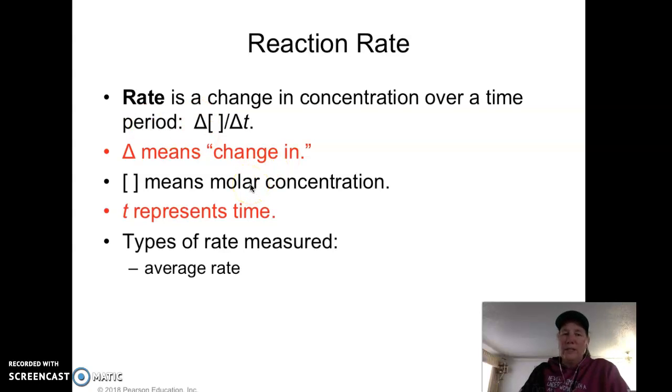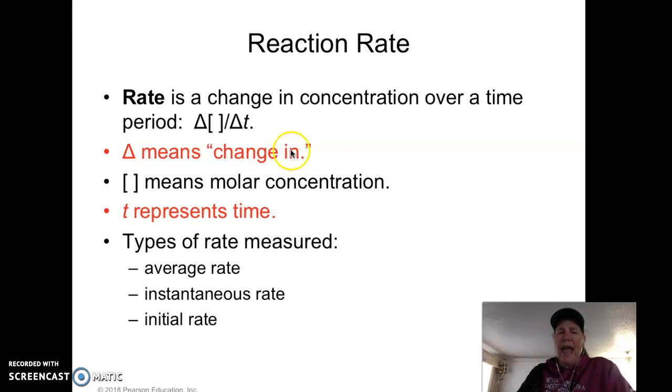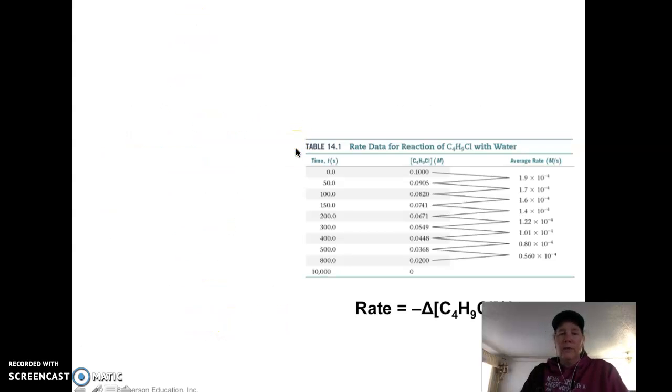So types of rates that are measured, they have what they call the average rate. So you do that over a whole reaction. You'd have instantaneous, at one certain point, what's going on there. And then initial, where you started. Okay. Usually average rate is about the only thing you calculate. And that's what I'm going to have you guys do a few of. But you can do all of these. Initial is really simple. You just look at it. Where did it start? Okay.